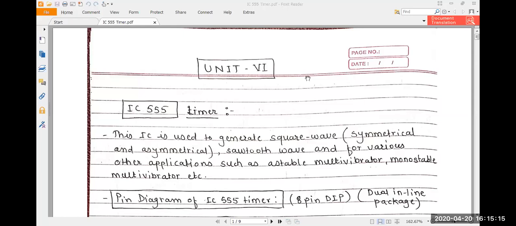Okay. Good evening, all. We'll start with the lecture. Now we are into the sixth unit of our syllabus, which is named specialized ICs. Remember, we are learning about operational amplifiers. So, whatever the specialized ICs are, these ICs involve operational amplifiers.